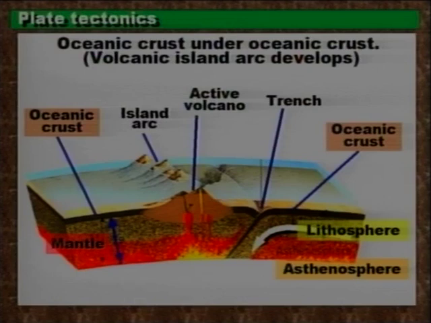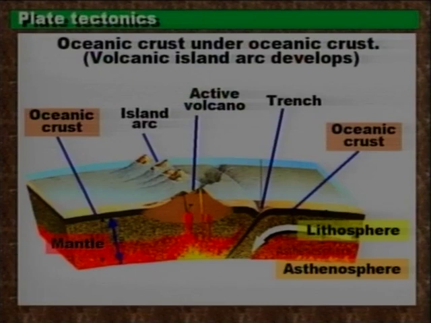You'll have to remember that for convergence, you can have a continental crust meeting another continental crust, or you can have a continental crust meeting an oceanic crust, or you can have an oceanic crust meeting an oceanic crust.